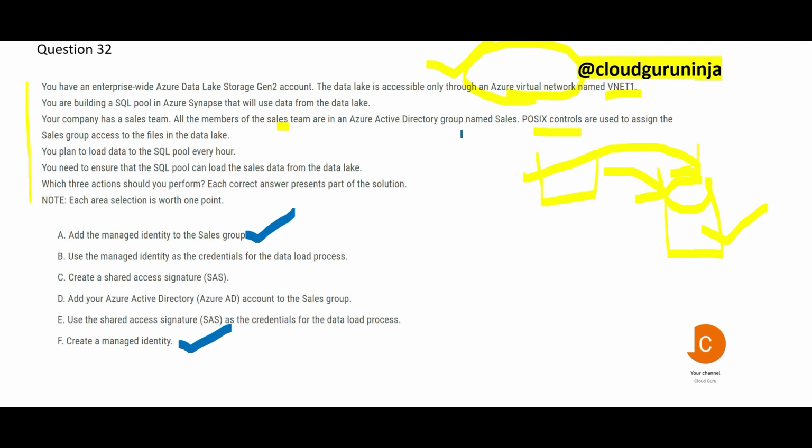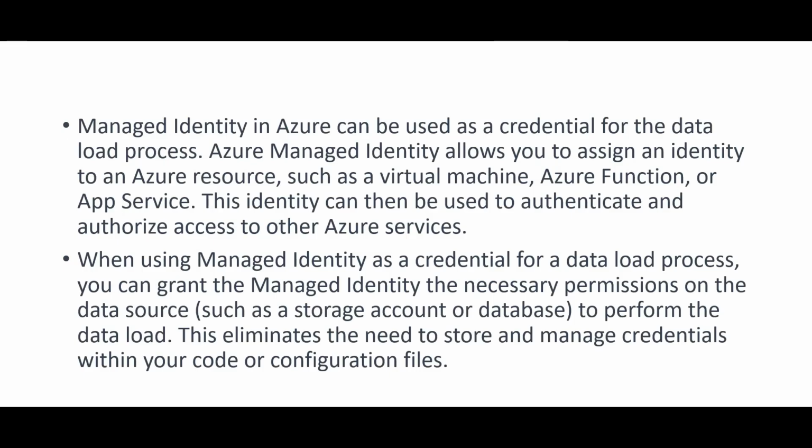Now once this is done, you have a managed identity and you have given it to the sales group. Now what to do? Get to the climax, man. How many times will you just do the build-up and close it? Get to the climax point. What is the climax point? Point number 3. You have to use that to complete your load process. That is what the question is asking. You want to plan the load, so complete the load process. So managed identity can be used as a credential for the data load process. Simple.